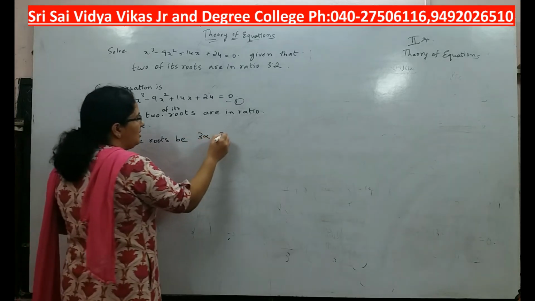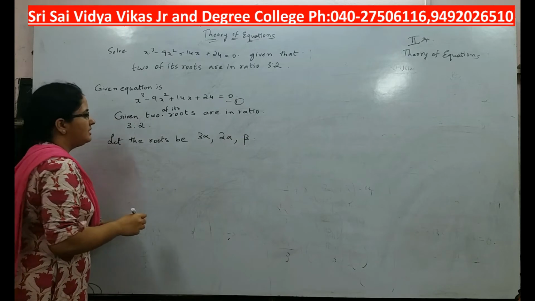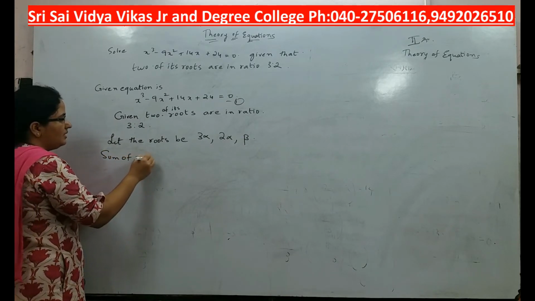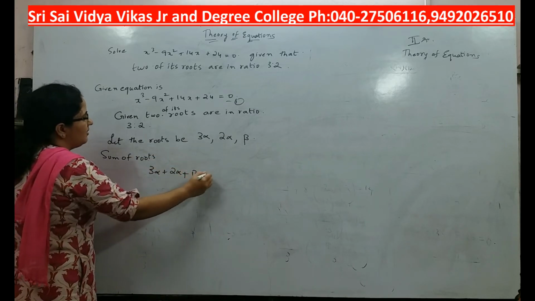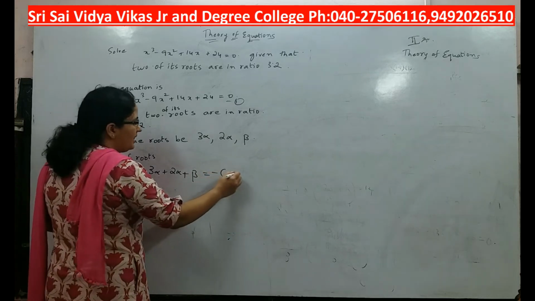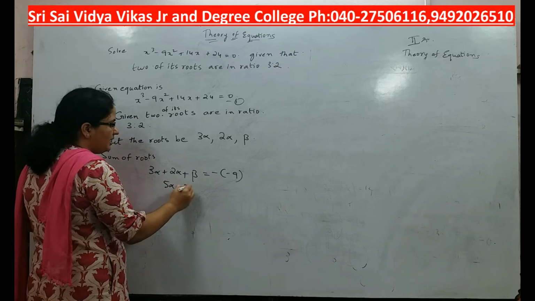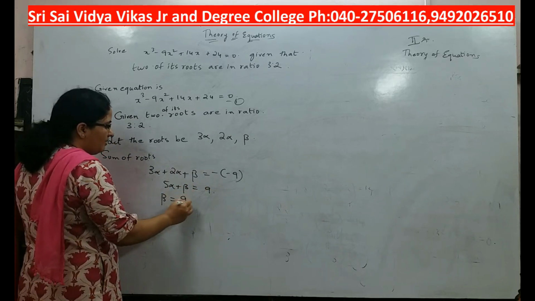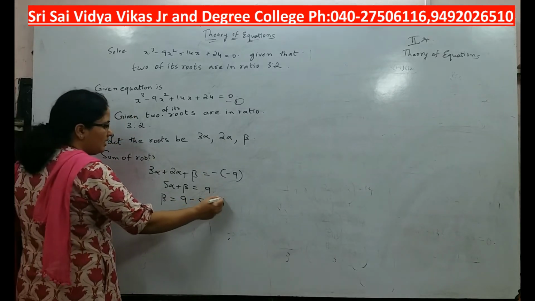3 alpha, 2 alpha and beta. Let it be like this. Sum of roots: 3 alpha plus 2 alpha plus beta is equal to minus of minus 9. That is 5 alpha plus beta is equal to 9. Beta is equal to 9 minus 5 alpha. Let us call this as 1.